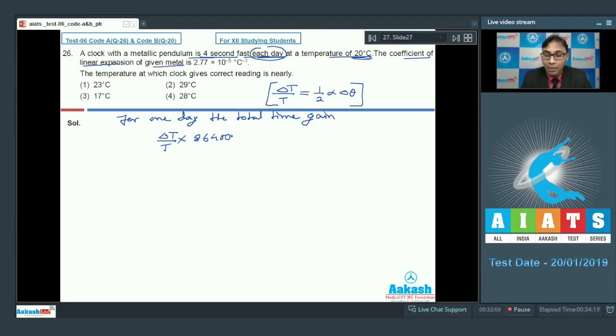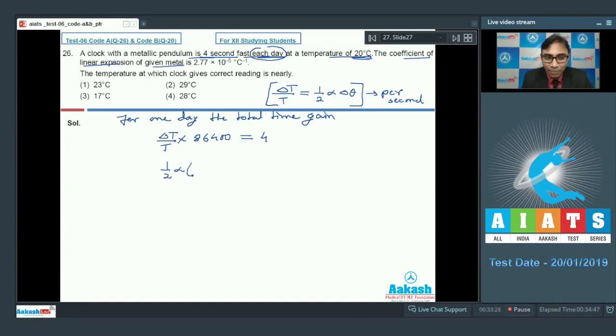86400, because the number of seconds in one day is 3600 into 24, which gives you 86400 seconds. That is the total number of seconds in one day, and this is our time gained or lost per second. But according to the question, this is equal to 4 seconds.